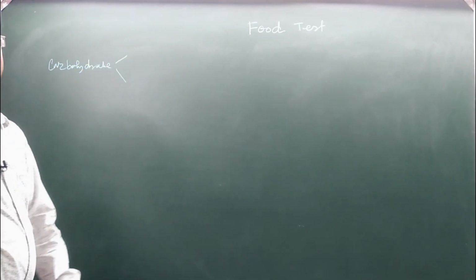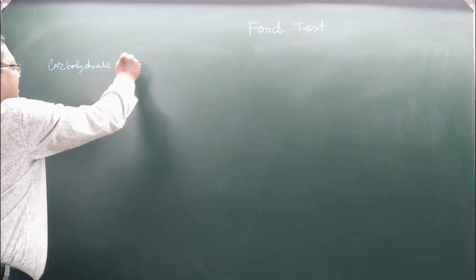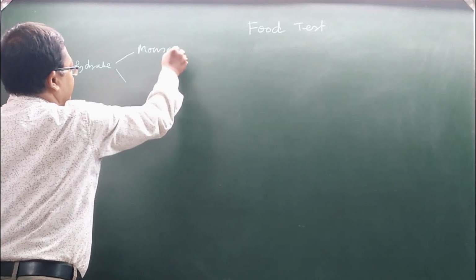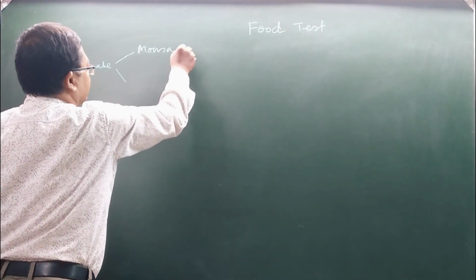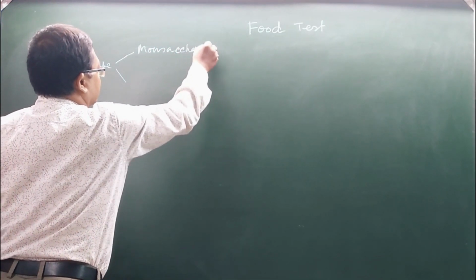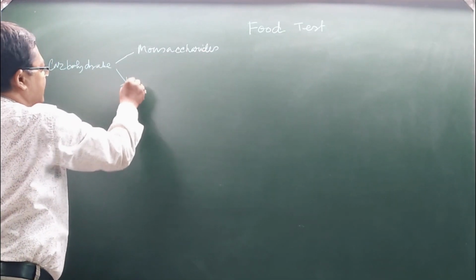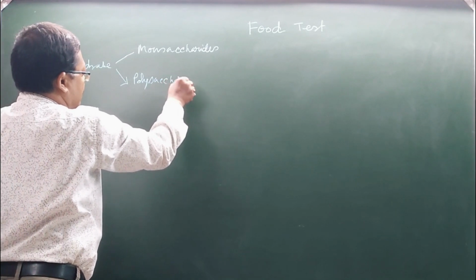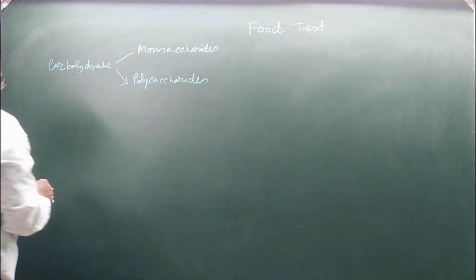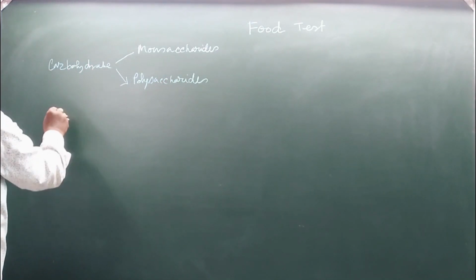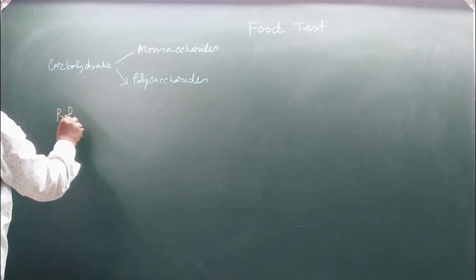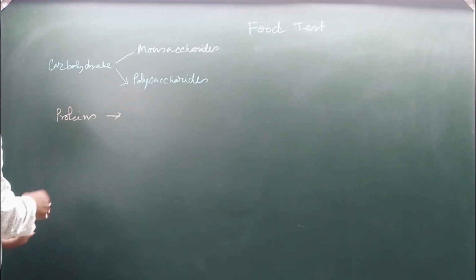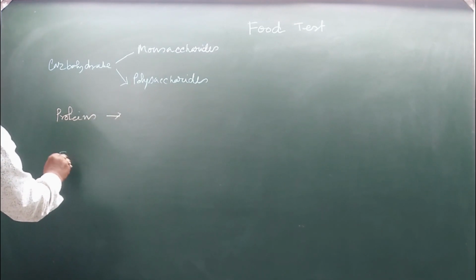Here we can identify the main sugar component, monosaccharide, and a polysaccharide. Other food nutrients are proteins, and the third principal nutrient is the fat or oil.